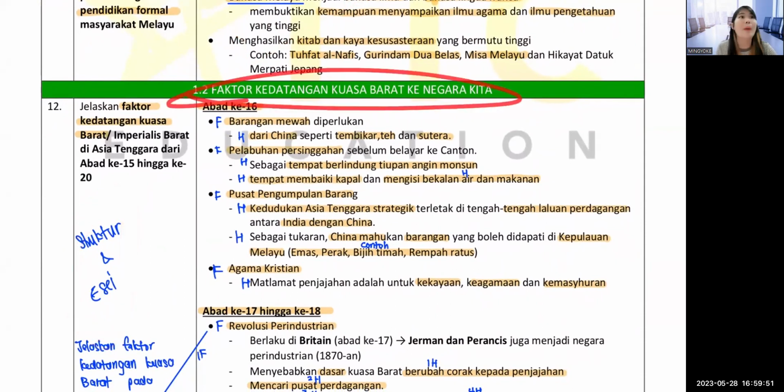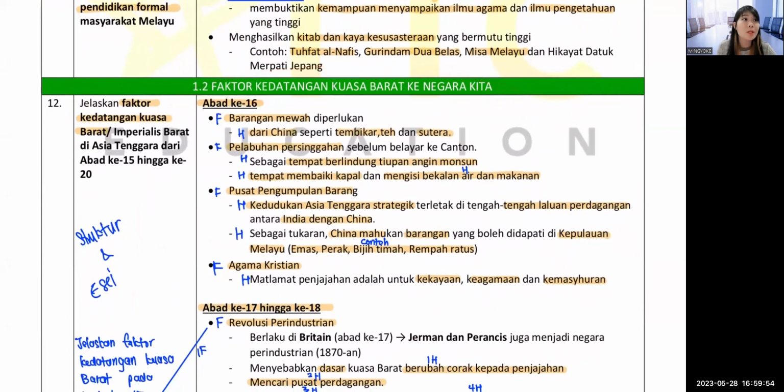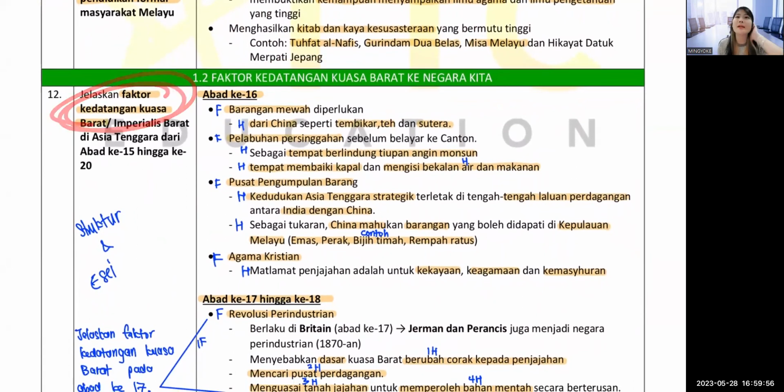Faktor kedatangan kuasa barat, especially in your essay. So faktor kedatangan kuasa barat, if it's in your structure, is also important as a 4 marks question. Yeah, because for example, in abad ke-16, you have one factor. The factor is they want barangan mewah, and the huraian is from China, they want tembikar or sutera. This is your huraian. You can just write dari China seperti tembikar or sutera.